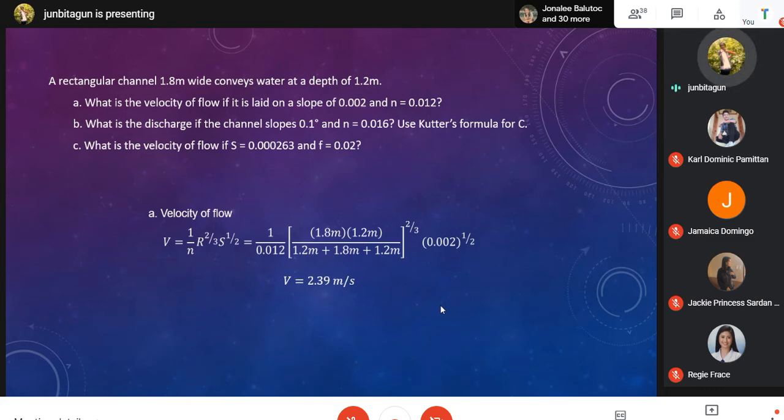So, dito ginamit si Manning's. So, 1 over n, r raised to 2/3, s raised to 1/2. Kunin daw yung velocity ng flow. Substitute nyo lang yung mga values dyan. Wherein r, ano ulit ang r? R is your hydraulic radius. So, A over P siya. Wherein A is area of the cross-section and P is the wetted perimeter. Yung basa lang na part sa perimeter.